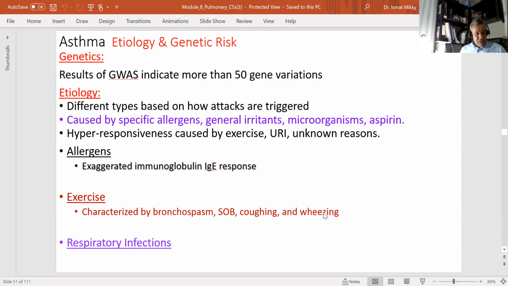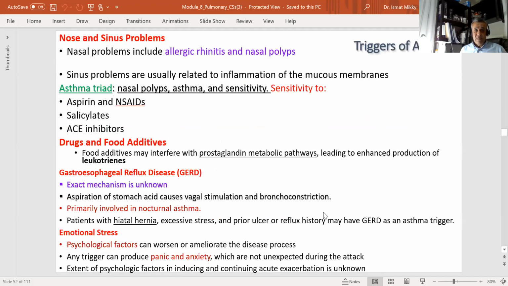The respiratory infections also can be an etiological factor because they are the most common precipitating factor of an acute asthma attack, because the inflammation would increase the hyperresponsiveness of the bronchial system.